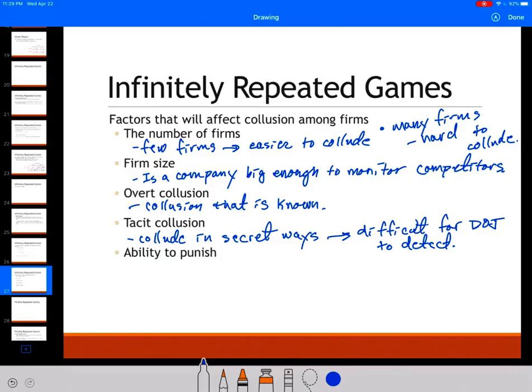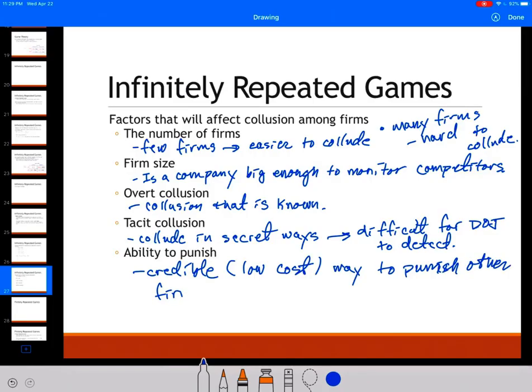And lastly, there has to be a way to punish, right? If you can't punish someone for breaking the collusive agreement, then they're just going to break it, right? You have to have a credible, and maybe we'll say low cost, way to punish other firms. Okay, so that's it on infinitely repeated games. Next up is finitely repeated games.